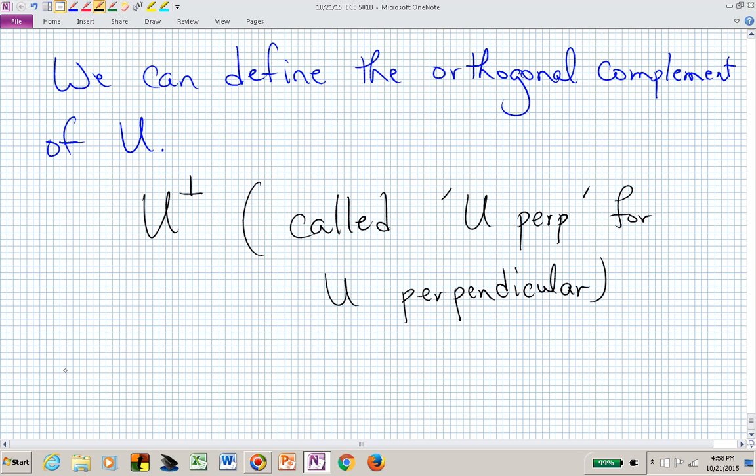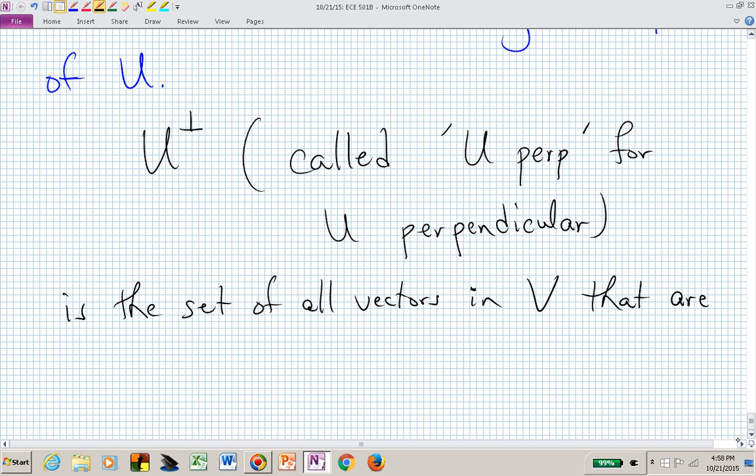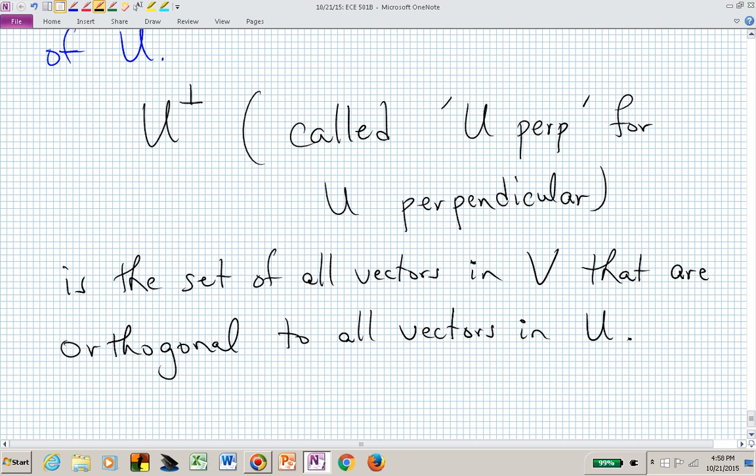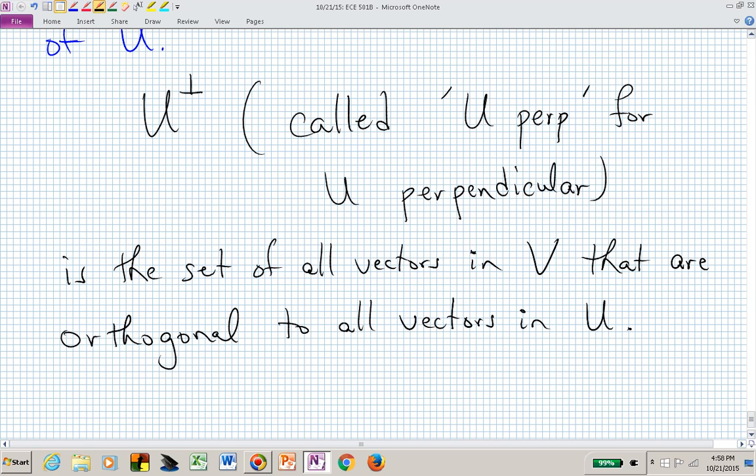And U perp is the set of all vectors in our underlying vector space V that are orthogonal to all vectors in our subset U. You give me a subset U, and now U perp are all of the vectors in V that are orthogonal to those vectors in the subset.